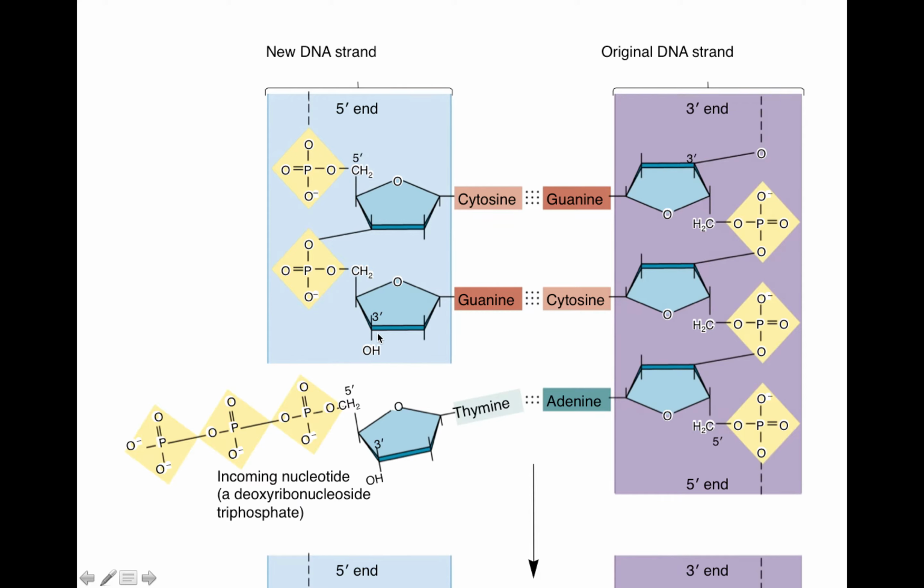So what is the reaction that we see here? This hydroxyl attacks this phosphate diester bond from an incoming nucleotide triphosphate. This is the building block of the DNA molecule. It has a base, a sugar, and 3 phosphates attached to it. These 3 phosphates fuel this reaction. They provide the energy for this synthesis reaction.